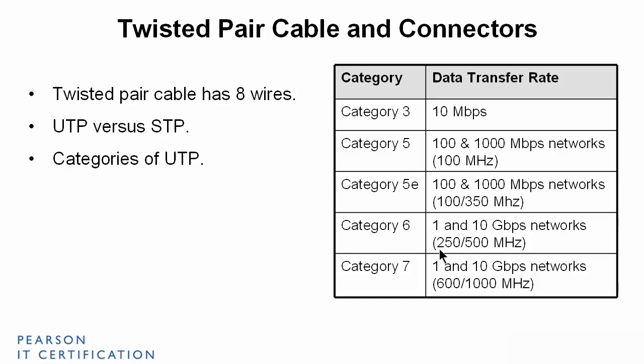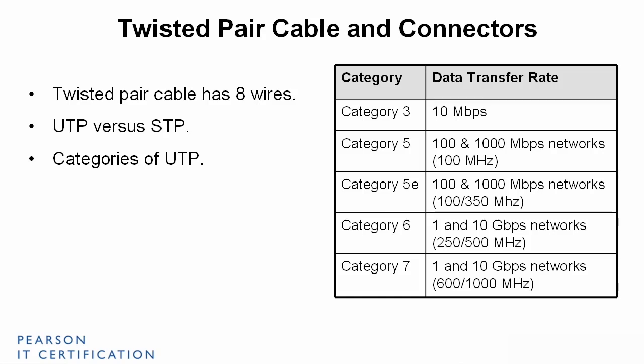This cable is rated at either 250 or 500 megahertz if you're using Category 6A. And one of the newer types of cables is Category 7. As of the recording of this video, there isn't that much of that out there, but you'll see this for high-speed connections. It does 1 and 10 gigabit per second networks, and that's rated at 600 and 1000 megahertz, depending on the type. There's even Category 8, which is in the works as well. So know these categories and basically what they're rated for.